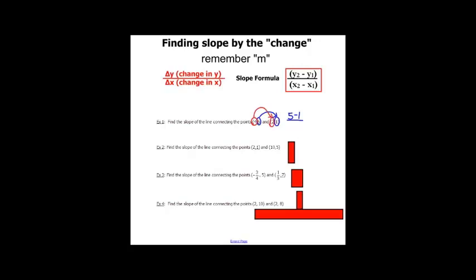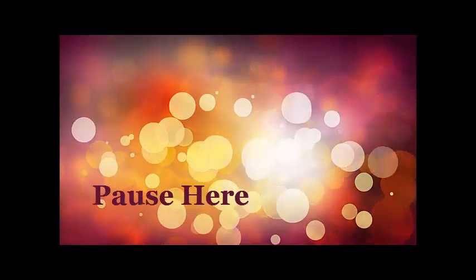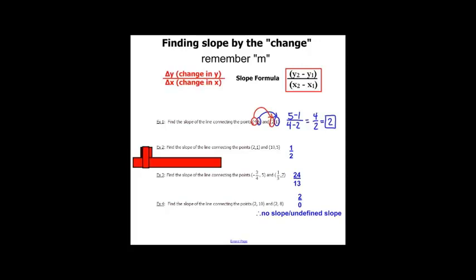You can't flip-flop around wherever it's convenient so you don't get a negative. That's cheating. 4 minus 2, and so I would get 4 over 2, which is a slope of 2. Why don't you guys try the next three? I will reveal the answers, but I would like you to try them on your own. The answers are 1/2, 24/13, and 2 over 0, which is undefined, or no slope.